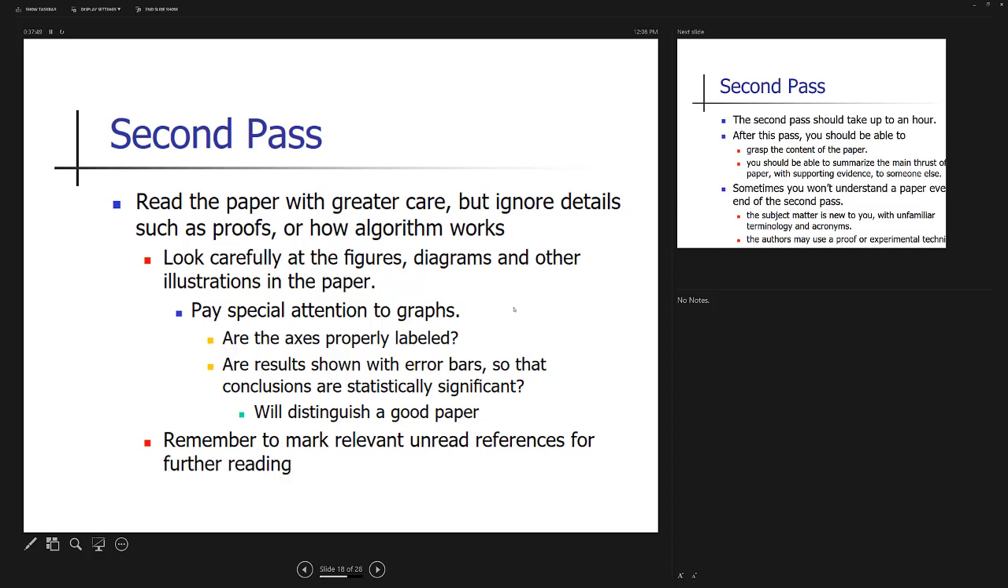But look, how are the axes labeled? What are the values on the axis? Just by looking at the graphs you may understand the full experimental setup.